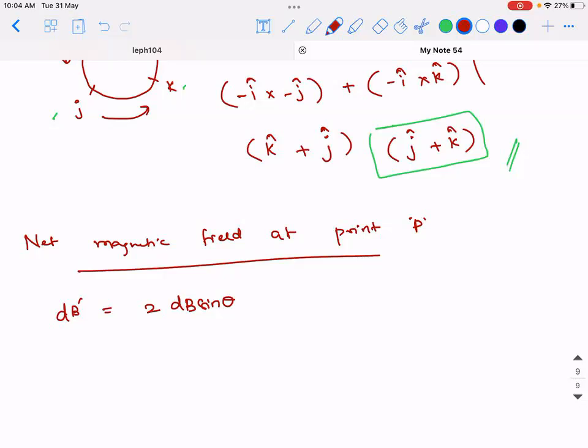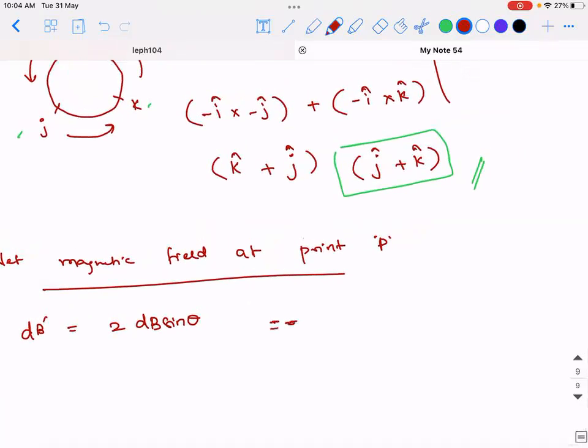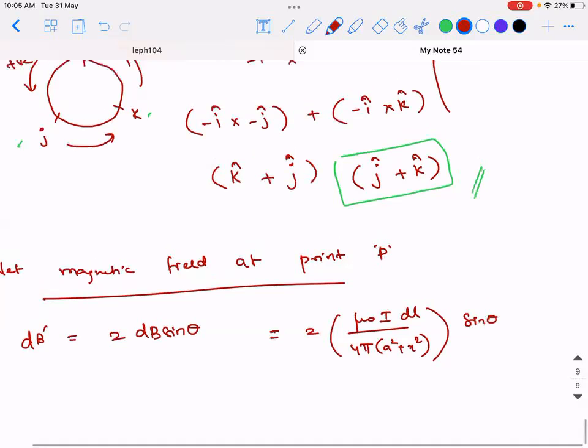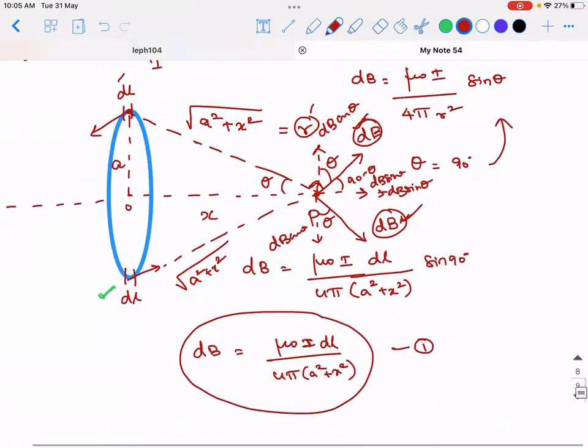Okay. So 2 into, listen to this again. 2 into, what is the value of dB we got in that expression one? Can you tell me? Mu naught I divided by 4 pi into a square plus x square into, I'll come to that, into sin theta. Now our job is to find sin theta from this triangle. So what is sin theta, guys?